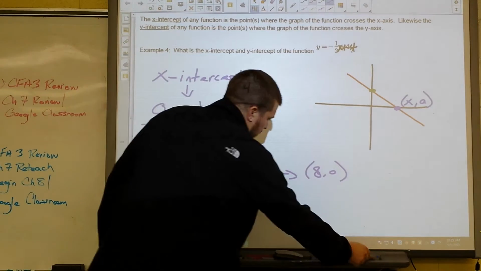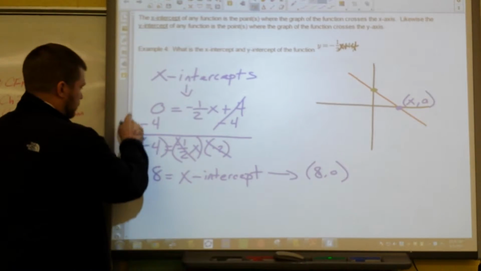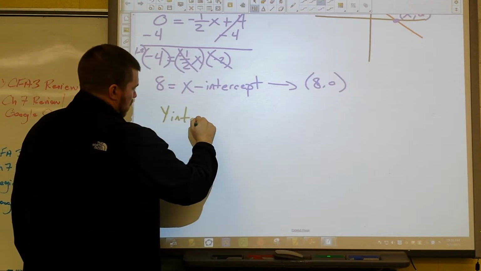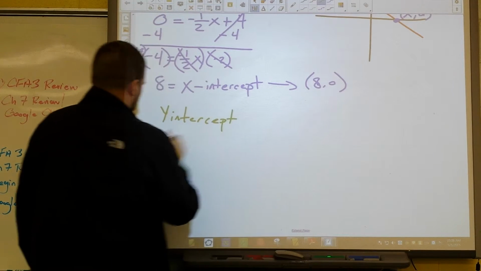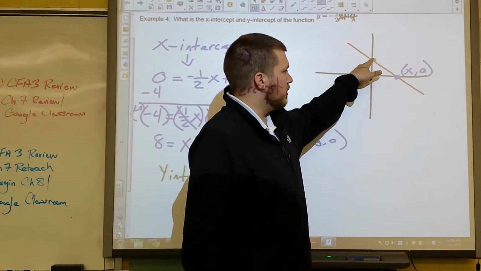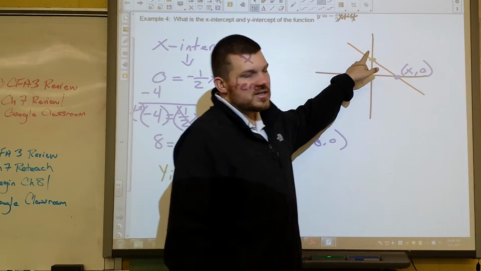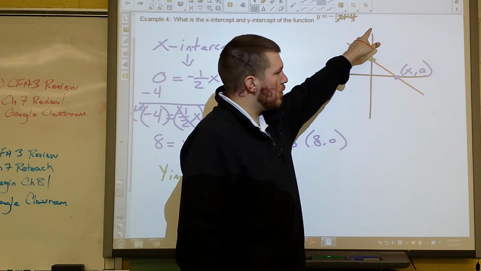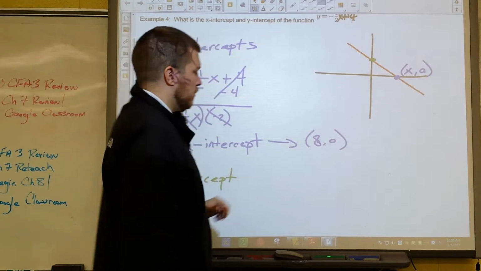Now, it's a similar idea for y-intercepts. But this time, what we're doing is on the graph, we're crossing the y-axis. So we know when we touch the y-axis, x is equal to 0. All we need to do is figure out what y is, because that's going to tell us how far up our y-intercept is or how far down our y-intercept is.